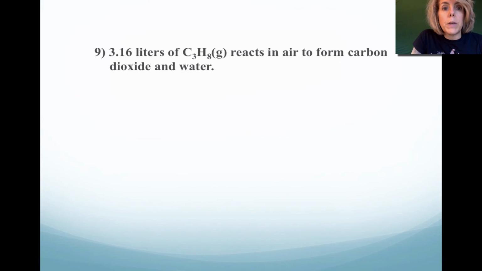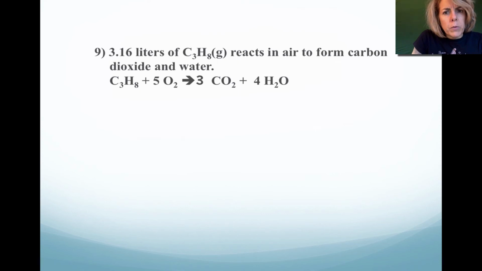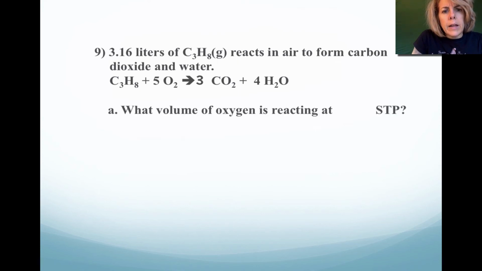Okay, here's another one where we have volume again, and this is propane actually. This you can find in your local hardware store, the tanks that people buy for gas grills. So here we have propane reacting with air to form carbon dioxide and water. So we have a balanced equation once again, and we want to calculate the amount of oxygen. Now notice oxygen is on the reactant side.